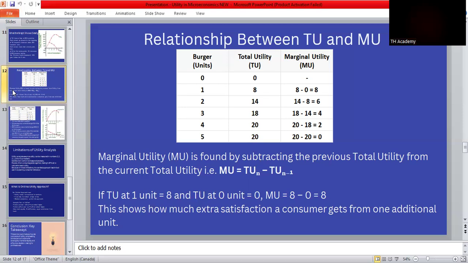The fifth burger doesn't increase TU, it stays at 20. So MU equals 0. This shows the consumer gains no extra satisfaction from the fifth burger. So in short, marginal utility is found by subtracting the previous total utility from the current total utility. It tells us how much extra happiness each additional unit gives. So this example clearly shows us TU increases and MU decreases as you consume more, which is a key concept in understanding consumer behavior.